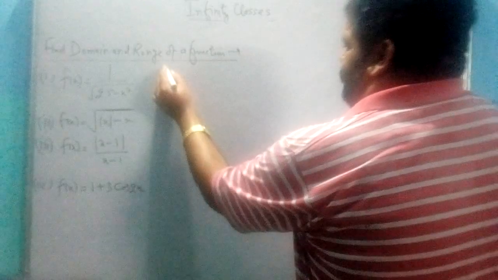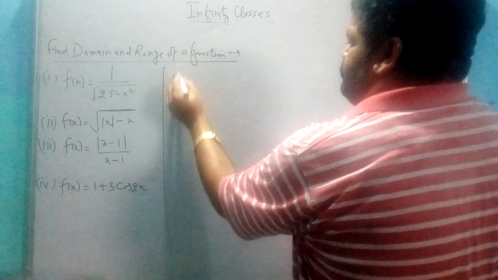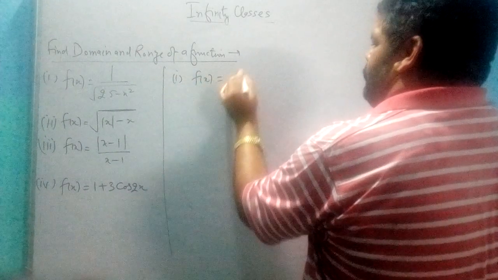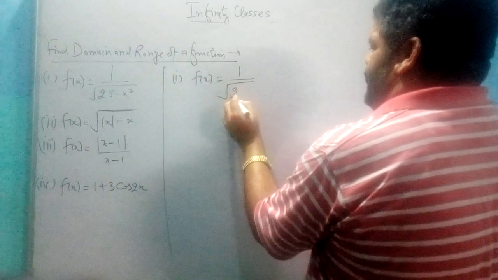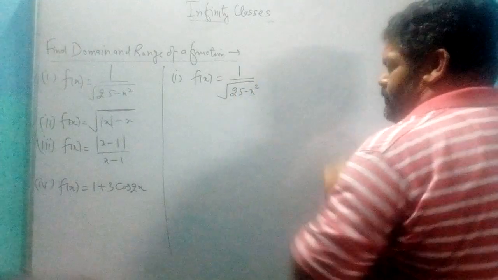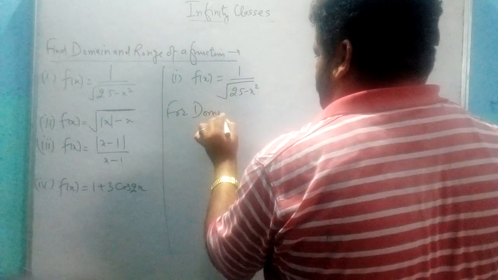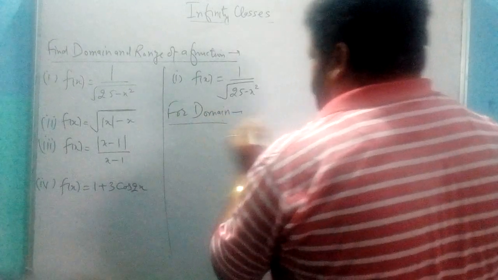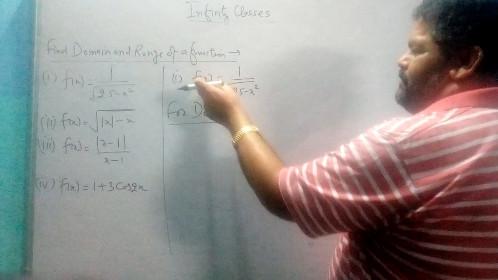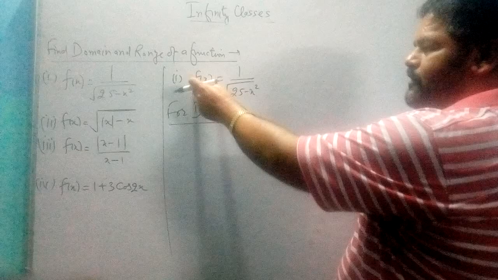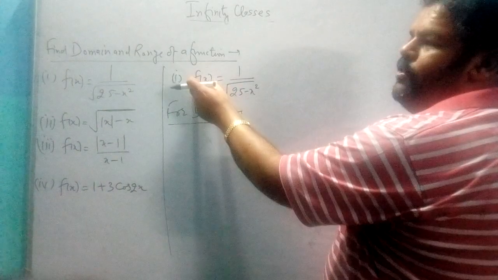Find the domain and range of a function. First one, f of x is equal to 1 upon square root of 25 minus x square. For domain, we find those values of x for which f(x) is finite and real, which forms the domain of f.